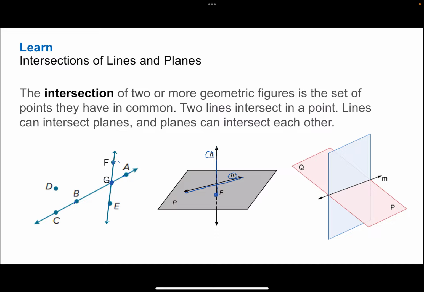And then we can also have two planes that don't intersect because they're parallel, but we can have two planes that do intersect. And when they do intersect, it's like having pages of a book. The binding or the cover of the book and the pages of the book are going to intersect at the spine of the book. That spine of the book is a line. So plane P, notice no dot, plane P and plane Q are intersecting at line M, the spine of the book.